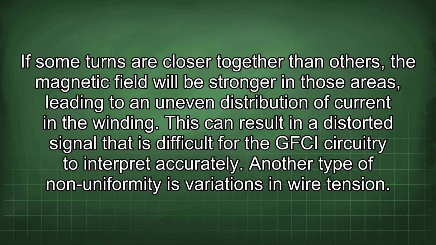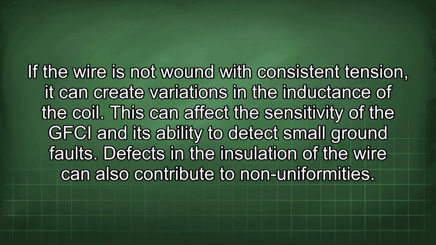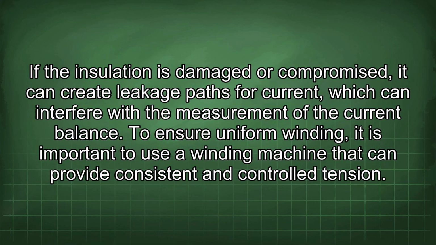Another type of non-uniformity is variations in wire tension. If the wire is not wound with consistent tension, it can create variations in the inductance of the coil. This can affect the sensitivity of the GFCI and its ability to detect small ground faults. Defects in the insulation of the wire can also contribute to non-uniformities. If the insulation is damaged or compromised, it can create leakage paths for current, which can interfere with the measurement of the current balance.